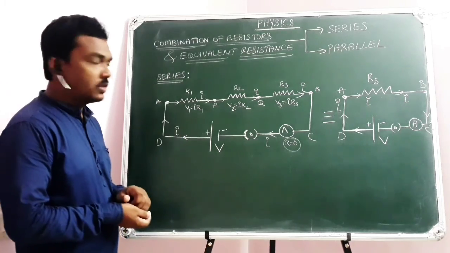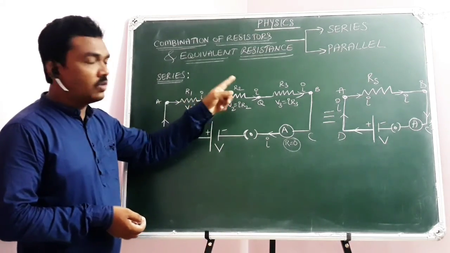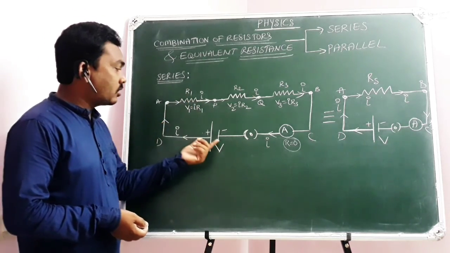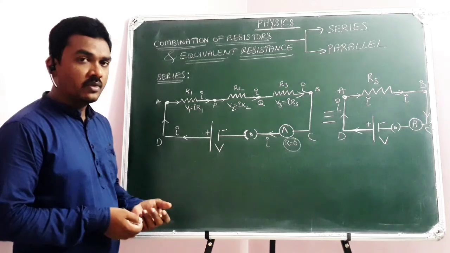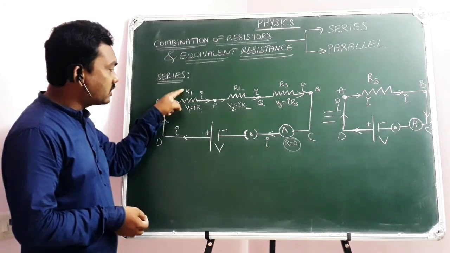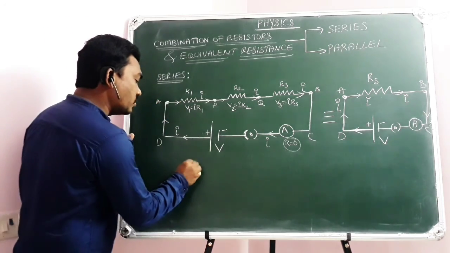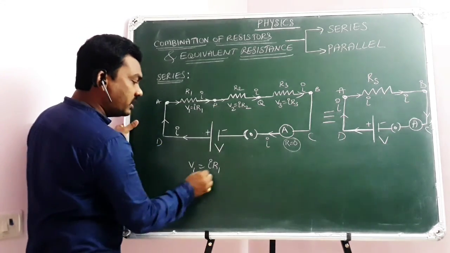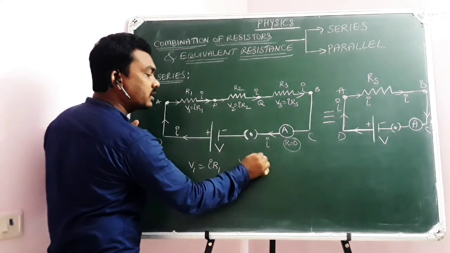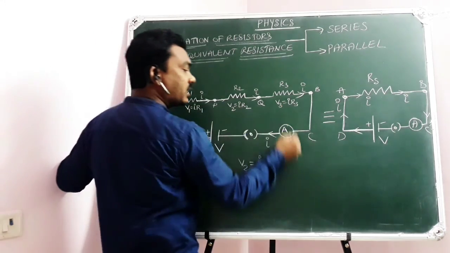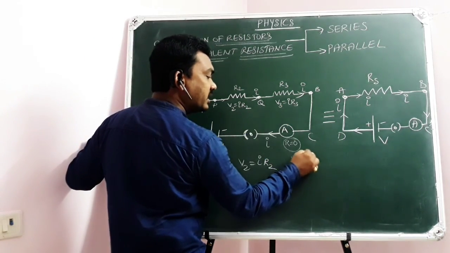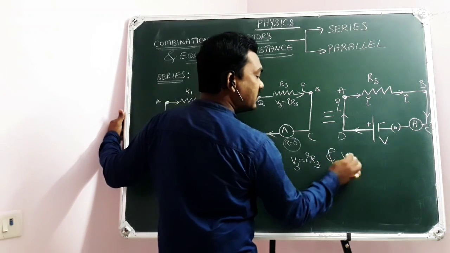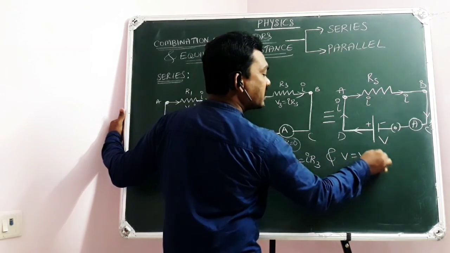Let's look at this. Here R1, R2, R3 are the resistors that are connected in series across a cell whose voltage is V. Now in this I told you, the potential drop across R1 is V1 equal to I into R1. Potential drop across R2 is V2 equal to I into R2. And the potential drop across R3 is V3 equal to I into R3. Of course, you know that this V is equal to V1 plus V2 plus V3.